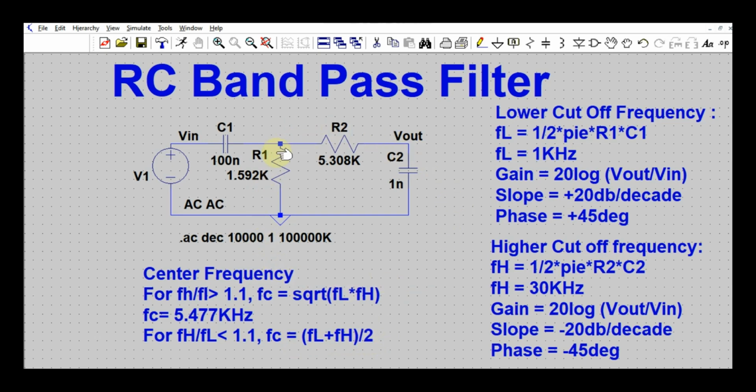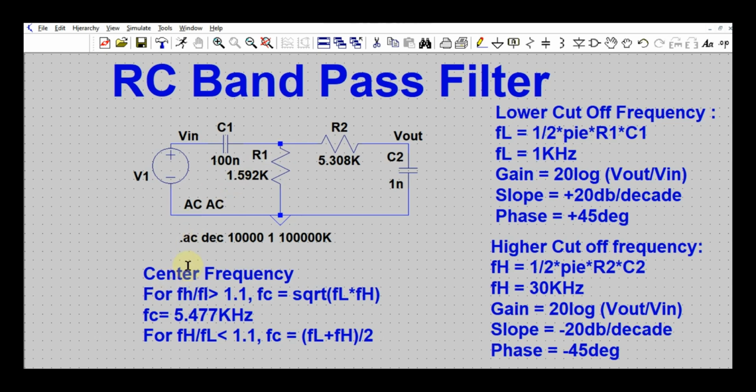So hope you understand how band pass filter works, right? How it can cascade the high pass filter and the low pass filter. Now I will run the AC analysis and I will show you the behavior of band pass filter over a certain frequency range. That means I will show you the gain plot and phase plot. That means your plot between magnitude and frequency, your plot between phase and frequency. So this is going to be very interesting.